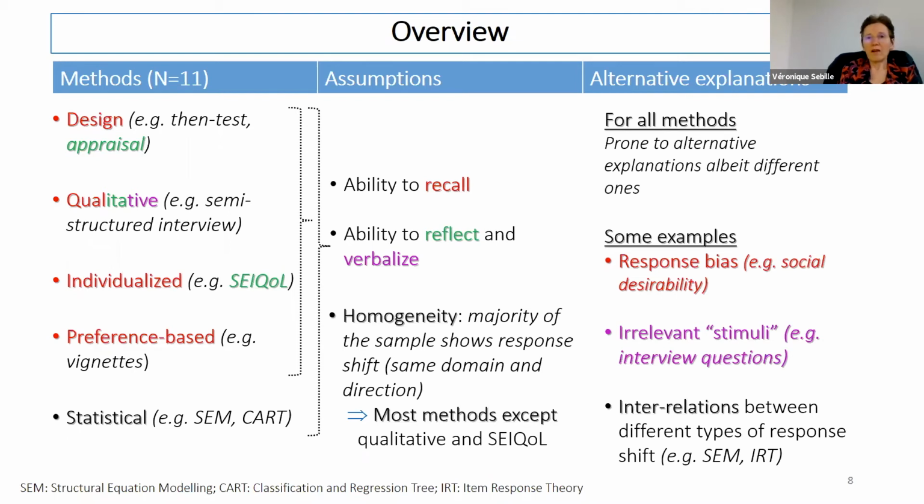Of course, all methods are prone to alternative explanations, albeit different ones. And this is not a big surprise, as we can think about many influences that can indeed lead to the conclusion that response shift is present while it isn't, or vice versa. For instance, we can cite response bias, or using irrelevant stimuli when using, for instance, interview questions, or also being faced with the issue of interrelation between different types of response shift when we use structural equation modeling or item response theory, for instance.